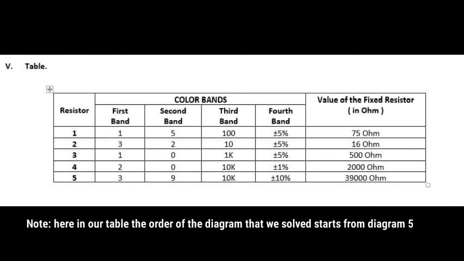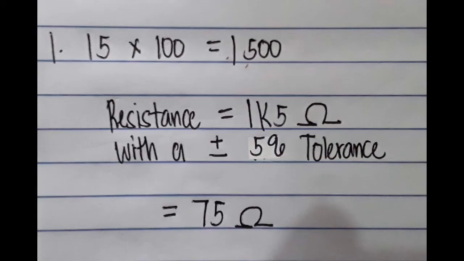Lastly, we have the value of the first fixed resistor, which is 75 ohms. If you're wondering how we got the value of our fixed resistor, I will show you our computations to it. As you can see in the computation of our first fixed resistor, we combined the first 2 bands, which is 1 and 5 or 15, and multiplied it with the multiplier, which is 100.